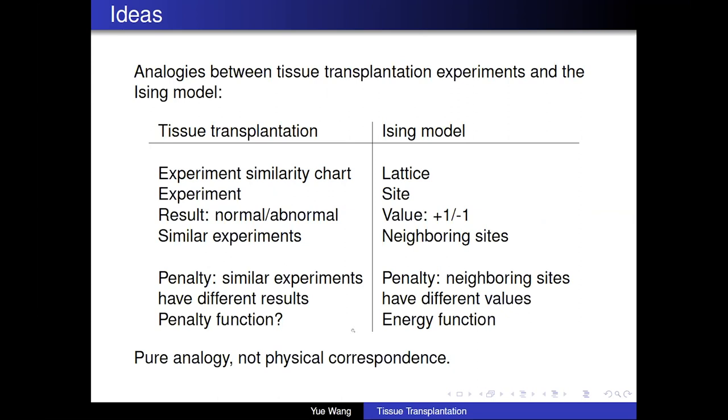Therefore, we can see the last analogy. For the Ising model, we have an energy function to describe the configuration. And for tissue transplantation, what should be the penalty function? The answer is we can directly use the energy function here. We need to warn that this is just a pure analogy. It doesn't mean any physical correspondence between tissue transplantation and ferromagnetism.